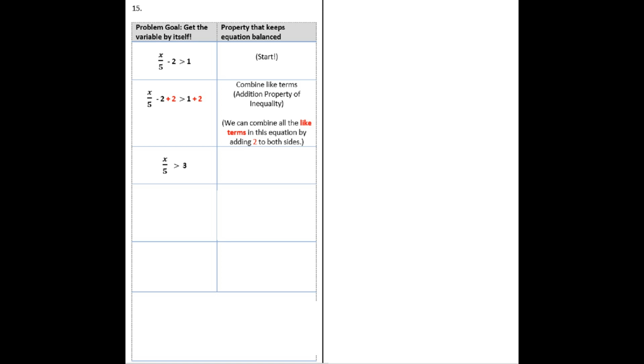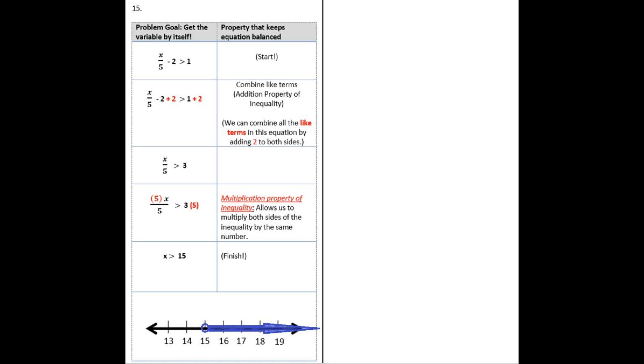All right. So what we do here, the multiplication property of inequality. We multiply each side by 5. The 5's cancel out on the left. 3 times 5 is 15. We have x is greater than 15. And that's an open dot because it's not x is greater than or equal to 15. And we shade all the way over to the right.